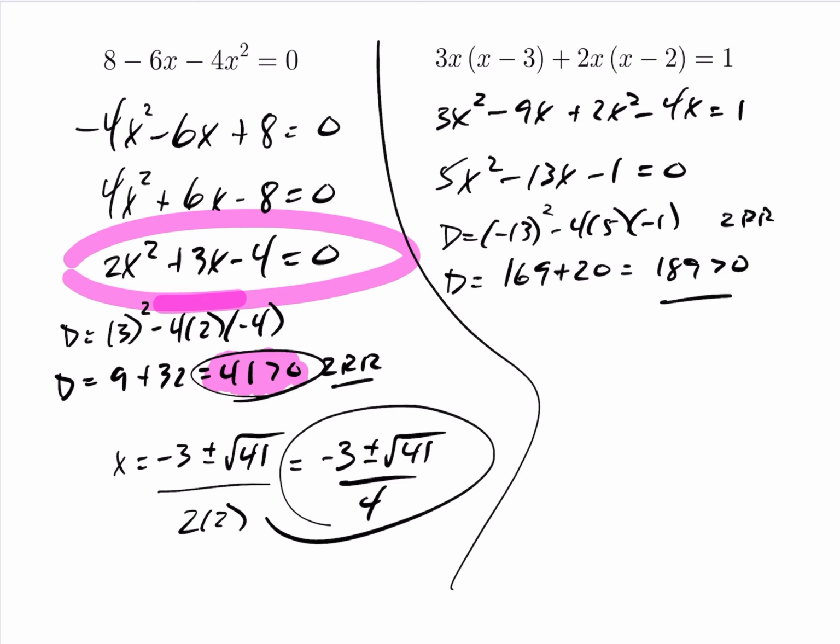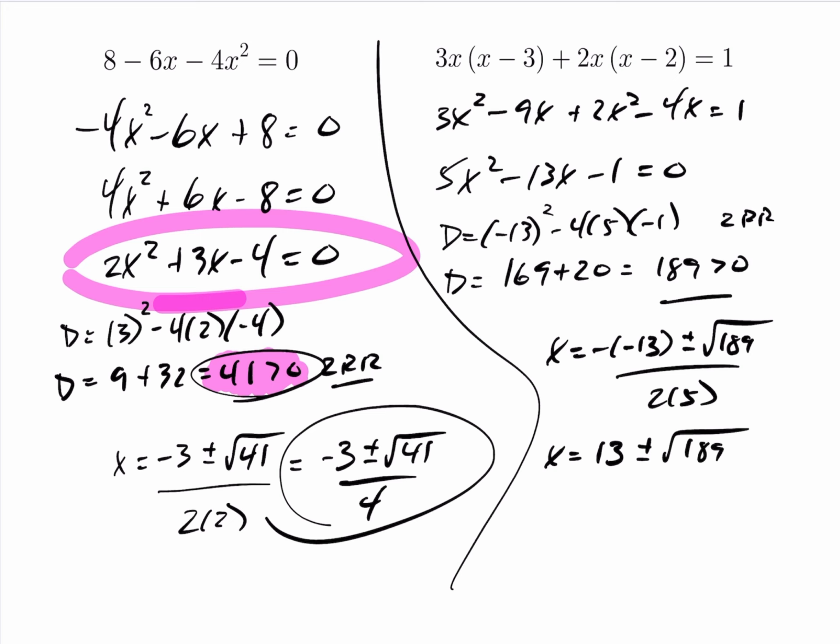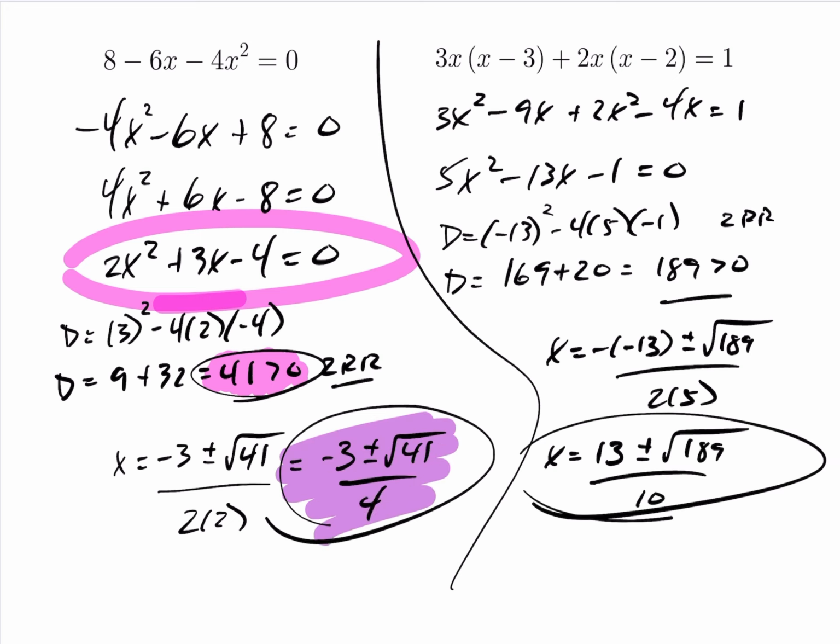And not a perfect square, so using our quadratic formula, I get x equals negative b, so -13, plus or minus the square root of 189 divided by 2 times 5. So I get x here is 13 plus or minus the root of 189 over 10. And these are our two answers for these two questions here. Moving on, we have the following.